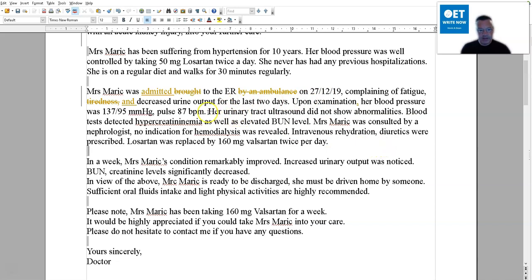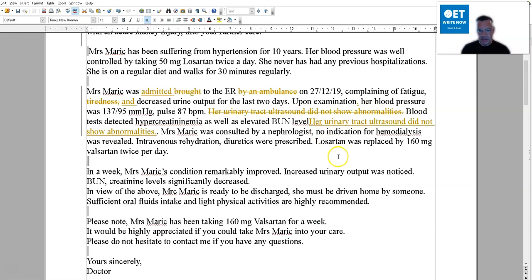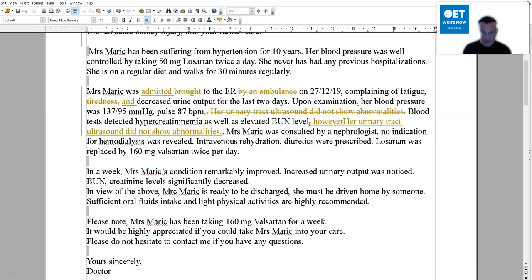So if we grab that, put that there. So let's put a comma there. Blood test indicated. So then we've got the contrast. However, ultrasound showed nothing abnormal. Now, she wasn't consulted.